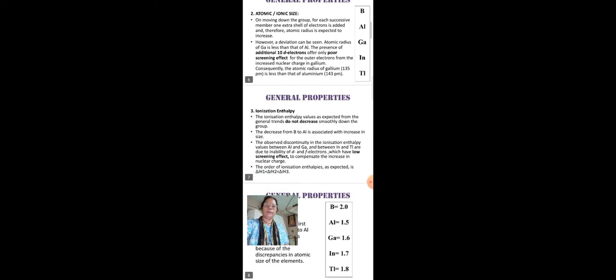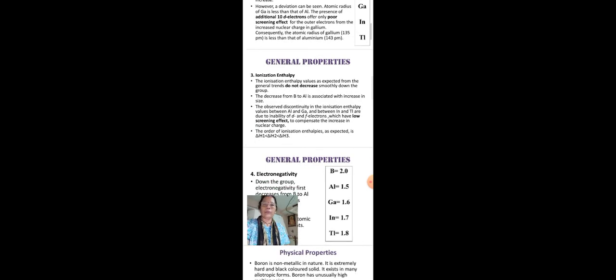Ionization enthalpy. The ionization enthalpy values, as expected from the general trends, do not decrease smoothly down the group. The decrease from boron to aluminum is associated with increase in size. The observed discontinuity in the ionization enthalpy values between aluminum and gallium, and between indium and thallium, is due to the inability of d and f electrons, which have low screening effect, to compensate the increase in nuclear charge. The order of ionization enthalpies, as expected, is ΔH1 < ΔH2 < ΔH3.